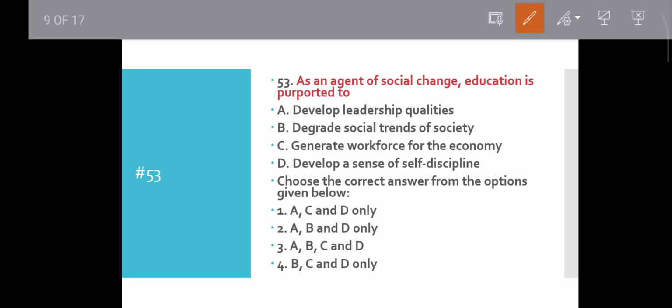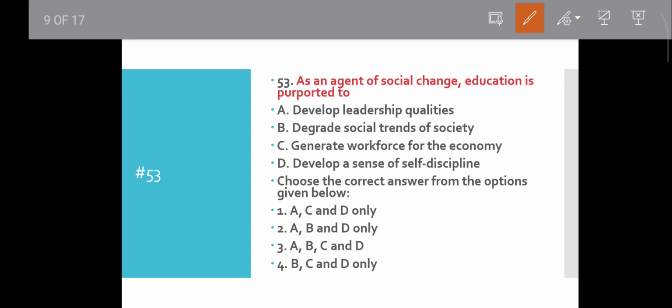As an agent of social change, education is purported to develop leadership qualities, degrade social trend of society, generate workforce for the economy, develop a sense of self-discipline. Which among these is correct? Education as an agent of social change.